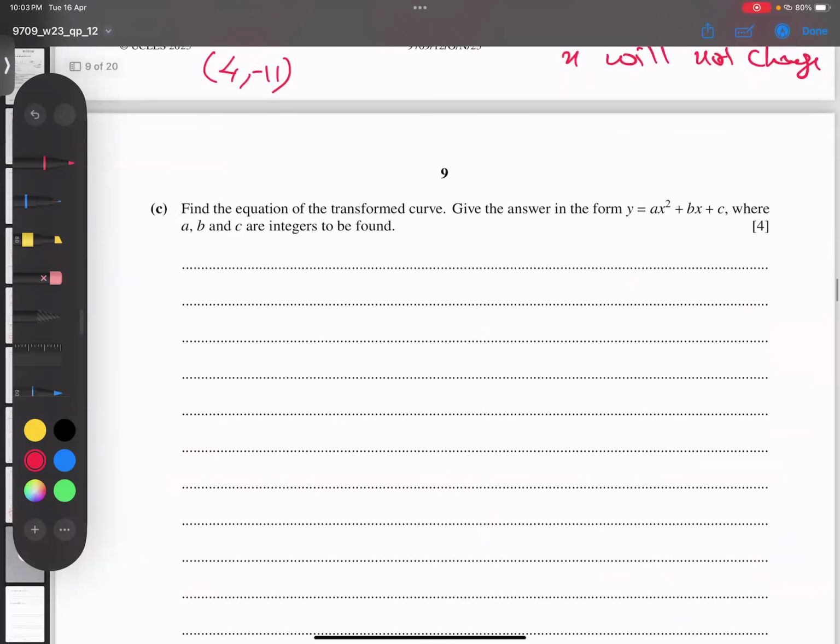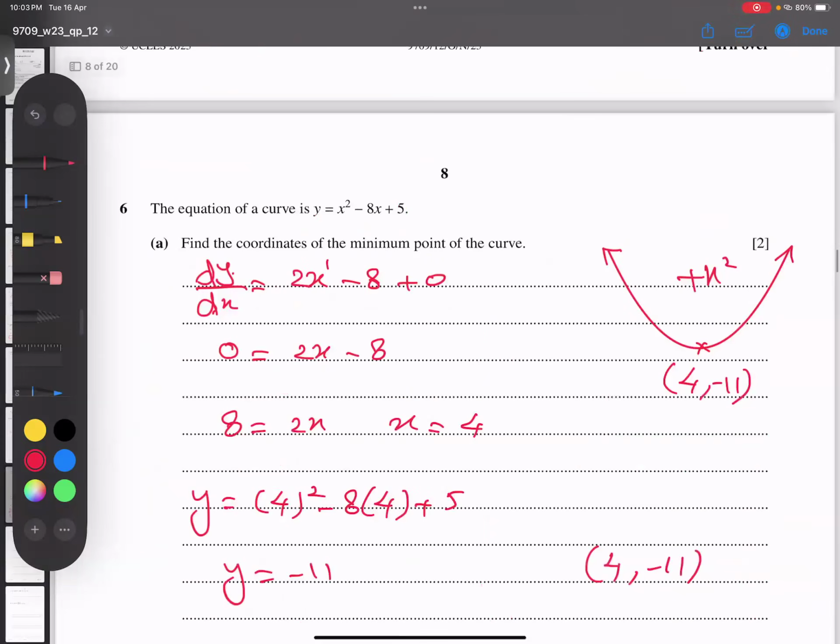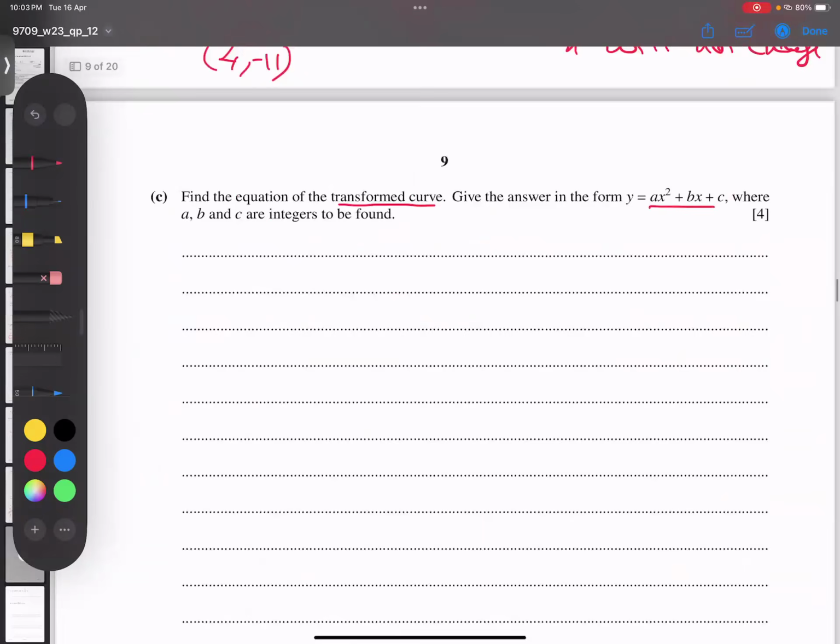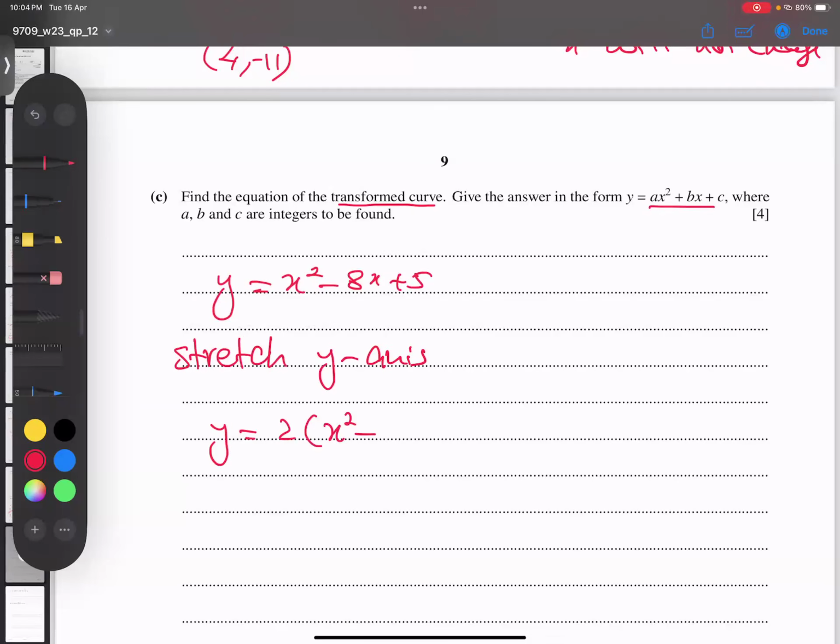Now let's talk about this question. He said the equation of the transformed curve, we have to give in this format. First of all, you know the actual equation we have: x to power 2 minus 8x plus 5. I will take the whole equation. According to the plan, students, first of all I will do the stretch parallel to the y-axis. What will happen? Multiply the whole equation by 2. Multiplying by 2, I multiply here.